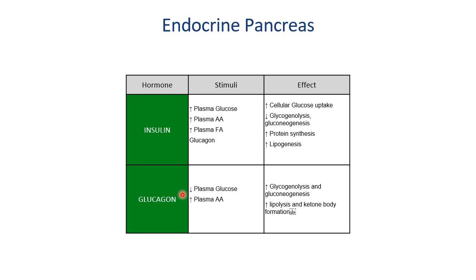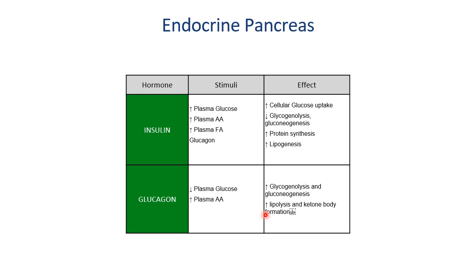Glucagon is released whenever there is low blood glucose and high amino acid levels in the blood. What would be the effect of glucagon? It increases the breakdown of glycogen and the formation of new glucose units, or gluconeogenesis. It also stimulates lipolysis and ketone body formation.